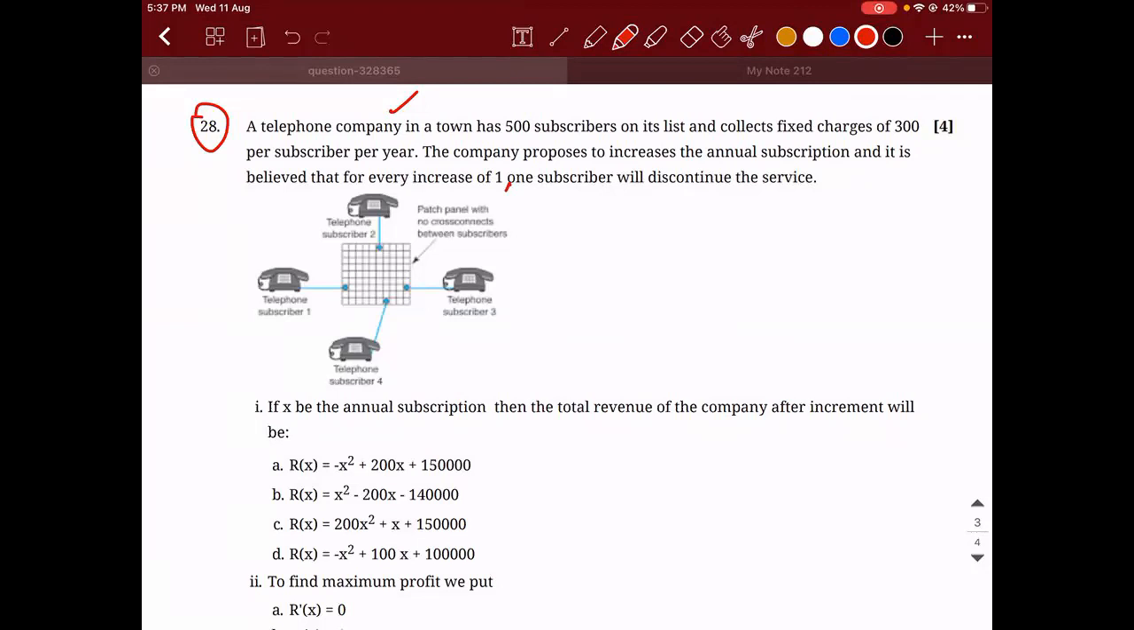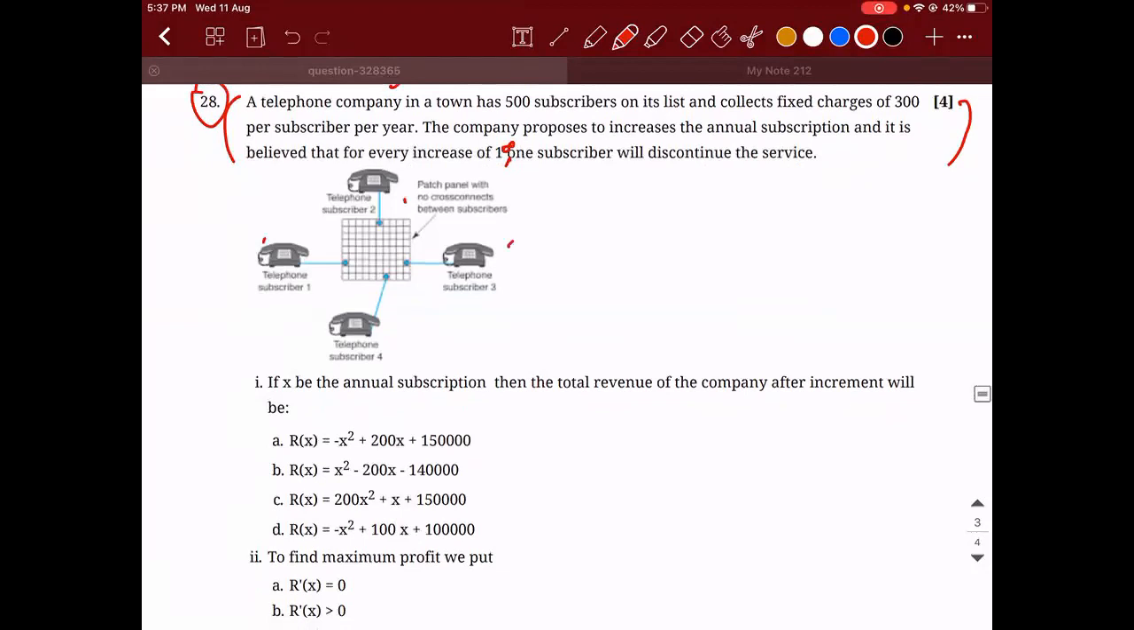Okay. That should be fine, sir. No, this is the statement they have given. Okay. For the statement, subscriber on 2, 3, 4.